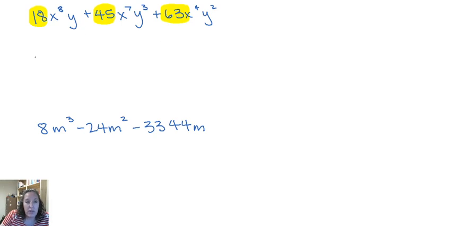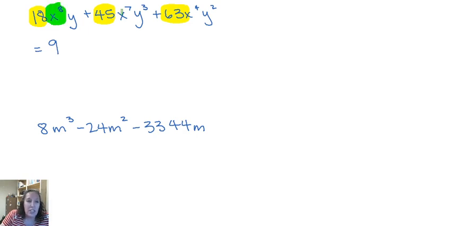Our greatest common factor with a coefficient is going to be the biggest number that goes into all of the values. We do see that 3 goes into all of these, but 3 is not the biggest number. 9 would be the biggest number that goes into 18, 45, and 63. So we're going to factor out a 9 as far as our coefficient.